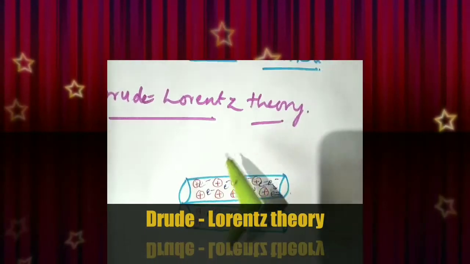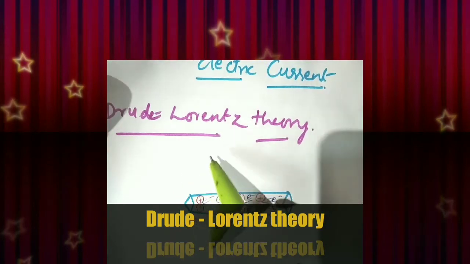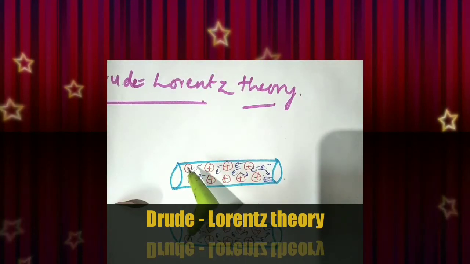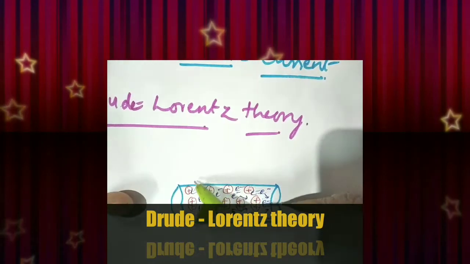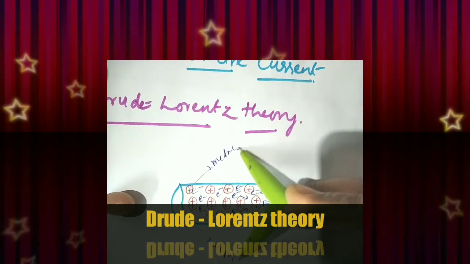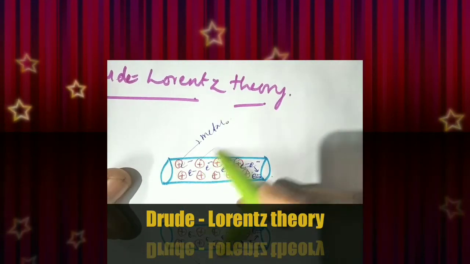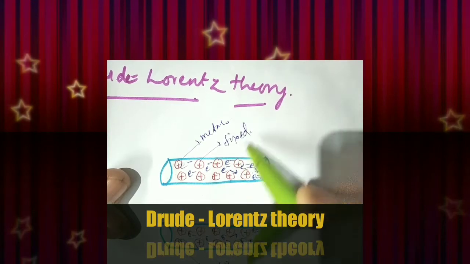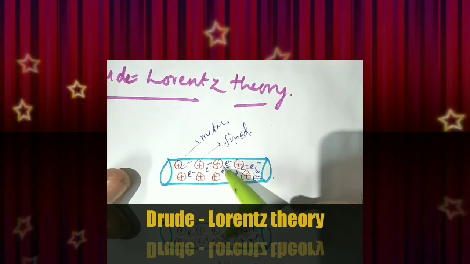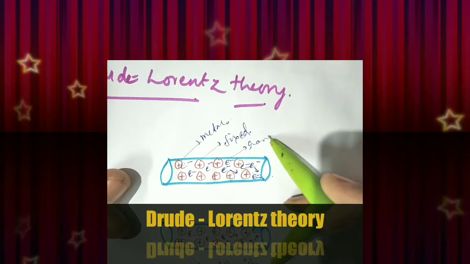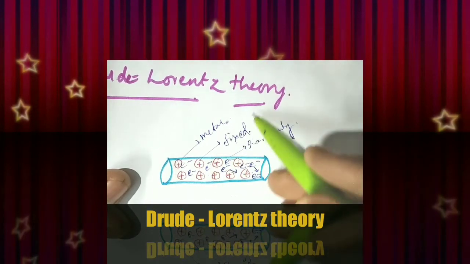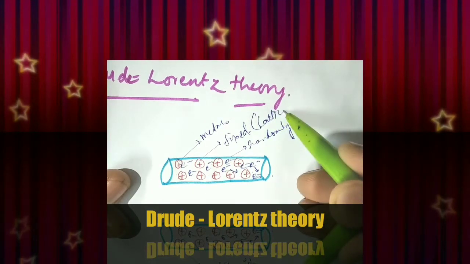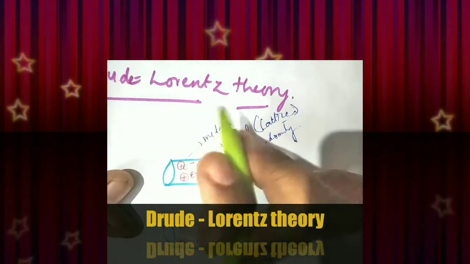What does the Drude-Lorentz theory say? There is a conductor, and in the conductor there will be positively charged and negatively charged particles. Conductors like metals contain positively charged and negatively charged particles. The positively charged ones will always be fixed, but the negatively charged ones will be moving randomly throughout the conductor. The fixed positive charges are called the lattice. This was told by Drude and Lorentz.